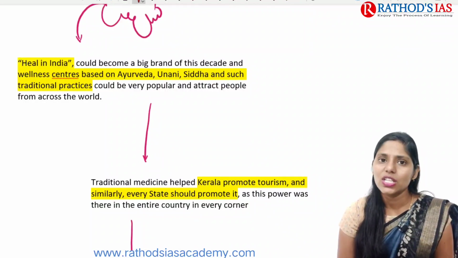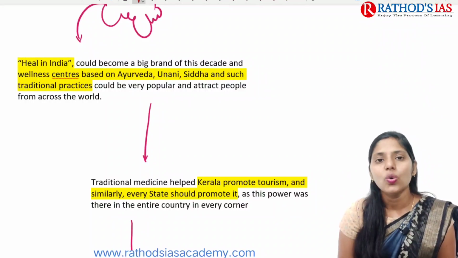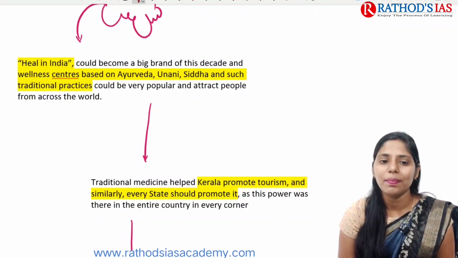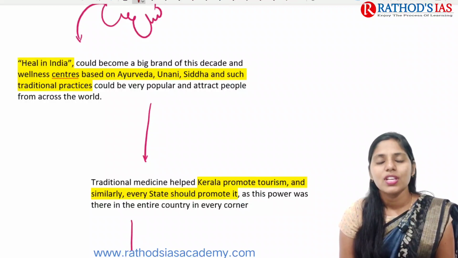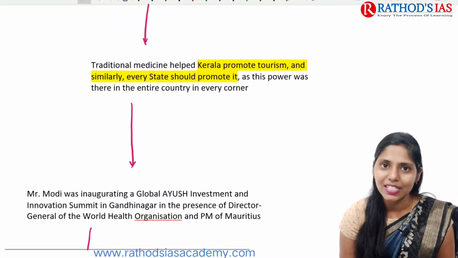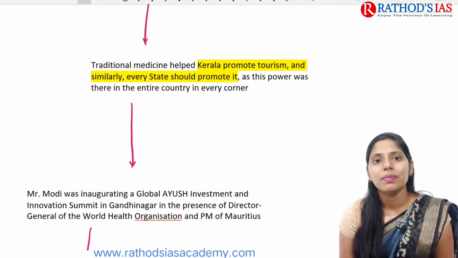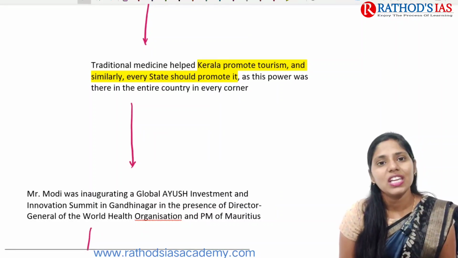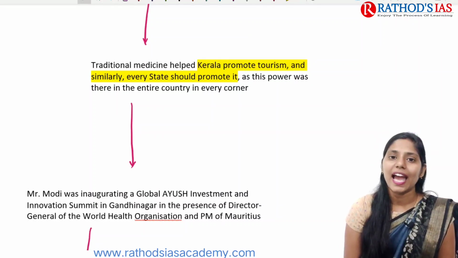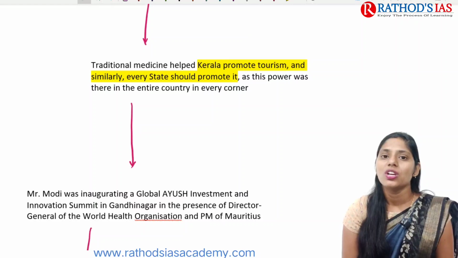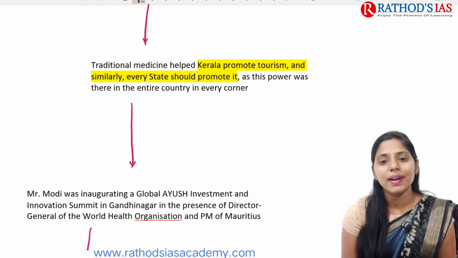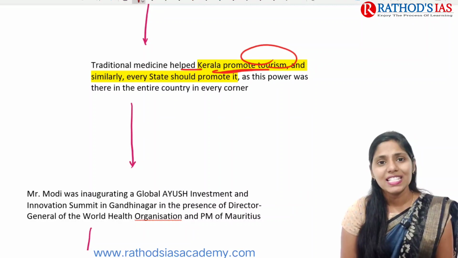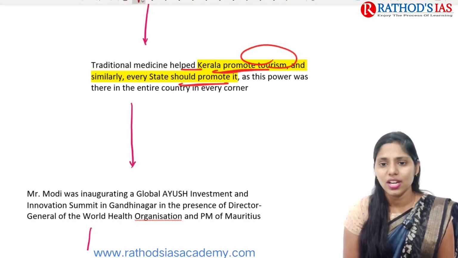Heal in India could be a big brand of this decade, with wellness centers based on Ayurveda, Unani, Siddha and such traditional practices across the world. The traditional medicines helped Kerala especially. We can see Ayush related treatments are very well done in Kerala, and in many cities we can find Kerala Ayurveda centers. For cracks in the bones or fractures, it works well actually. The traditional medicines helped Kerala promote tourism, and similarly every state should promote its traditional medicine system.